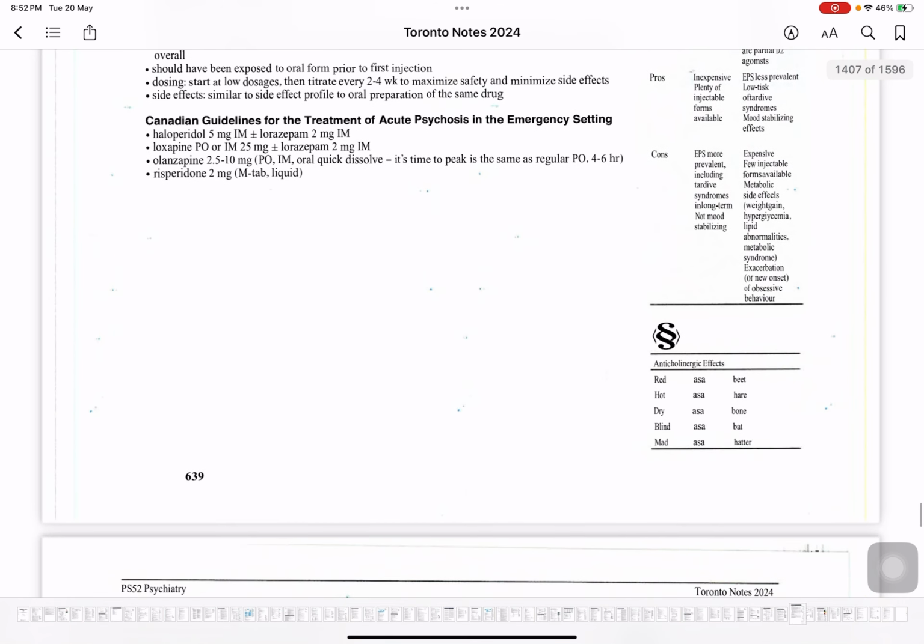Now coming to anticholinergic effects. If the patient has an anticholinergic effect, the patient would go red, hot, dry, and blind, and mad. Like he'll be mad, he'll have vision problems, he'll be angry, all those kinds of symptoms.